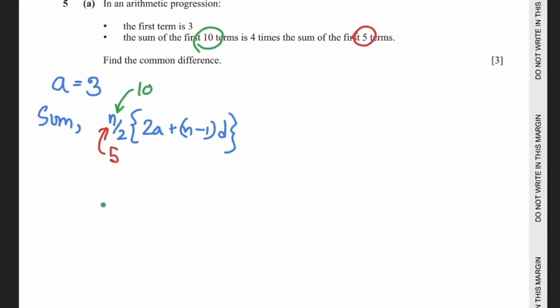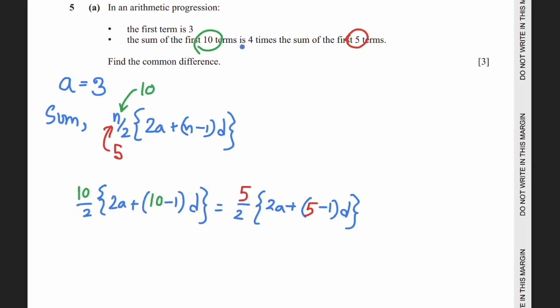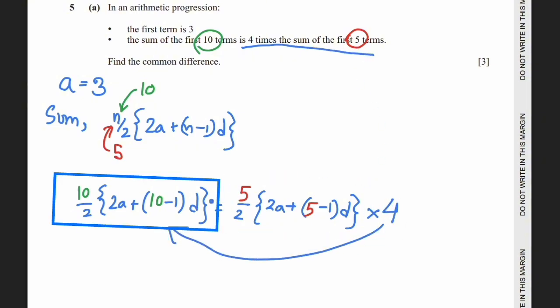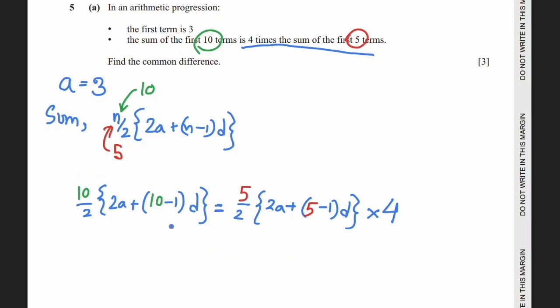So let's see. It said that it's 4 times the sum of the first 5 terms. I mean, this times 4 is equal to this, right? Which means this and this are only equal when the right side is multiplied by a big 4.